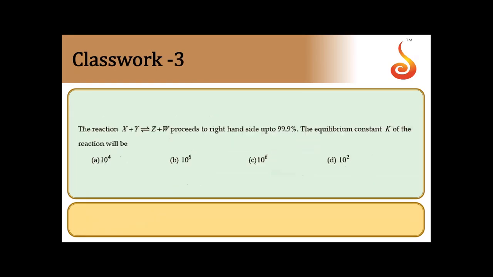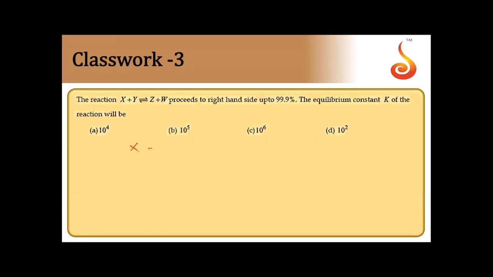Next one. The reaction X plus Y giving rise to Z plus W proceeds to the right hand side up to an extent of 99.9%. The equilibrium constant K is... The extent of 99.9% means only 0.1% will be remaining. So 99.9% products are being formed, which implies 0.1 of X and Y will remain.